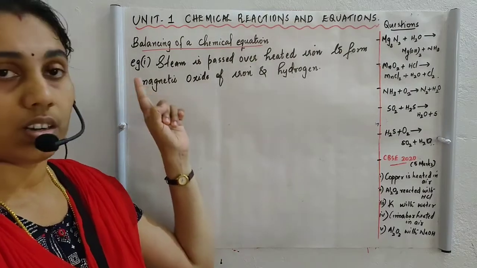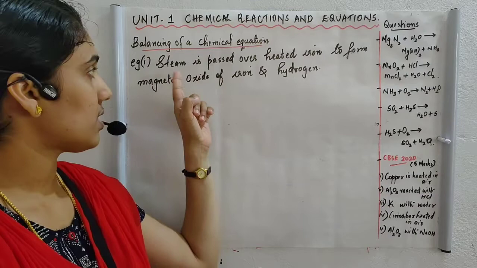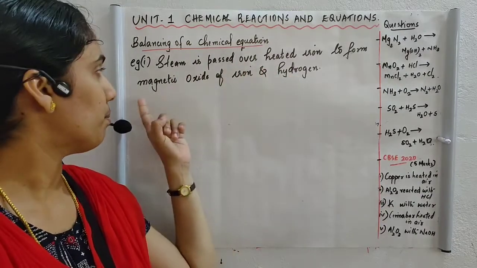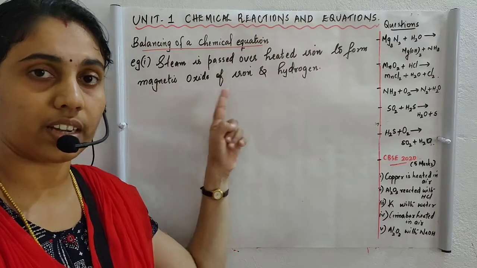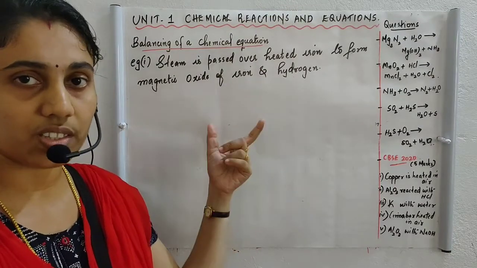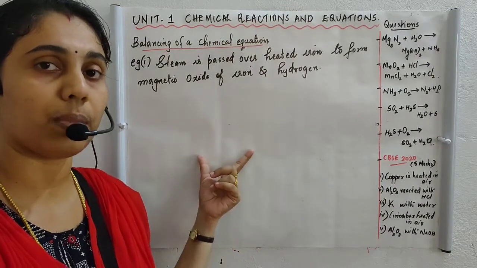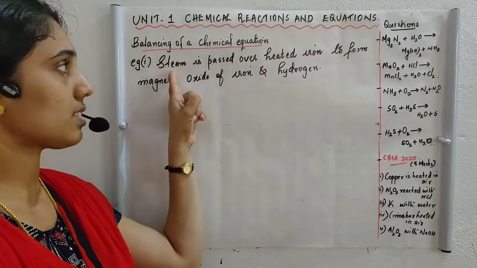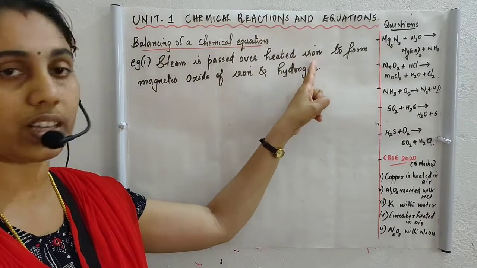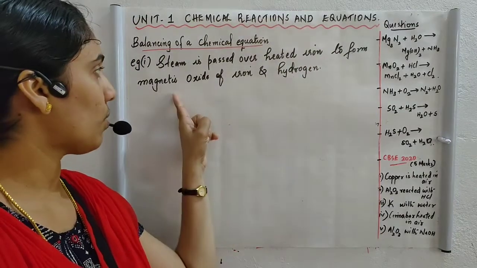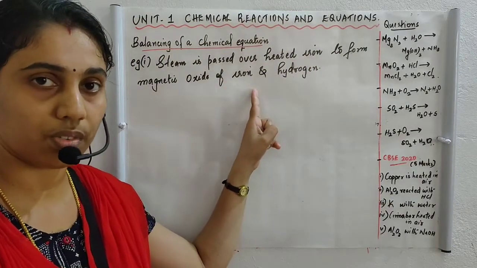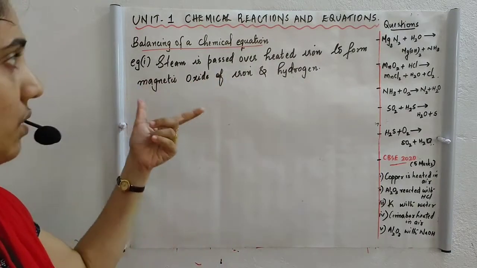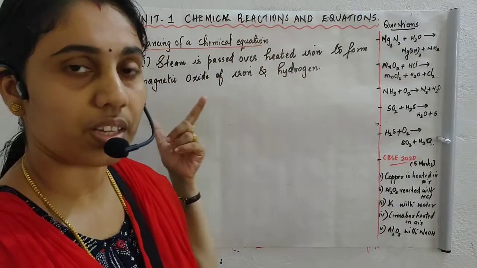Example 1: steam is passed over heated iron to form magnetic oxide of iron and hydrogen. A reaction is given and we have to write the balanced chemical equation for the same. So what's the reaction? Steam is passed over heated iron to form magnetic oxide of iron and hydrogen. So what are the steps involved in the balancing of a chemical equation?